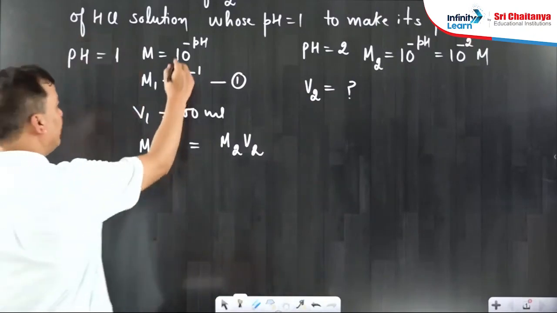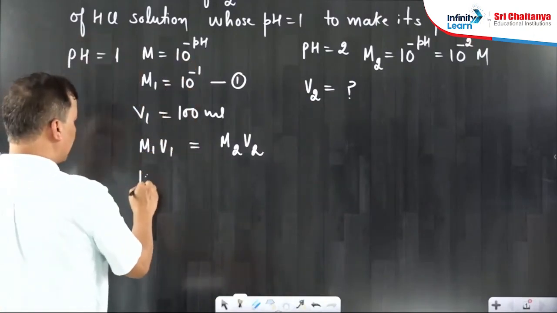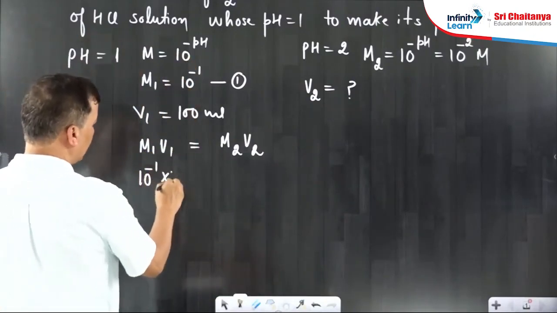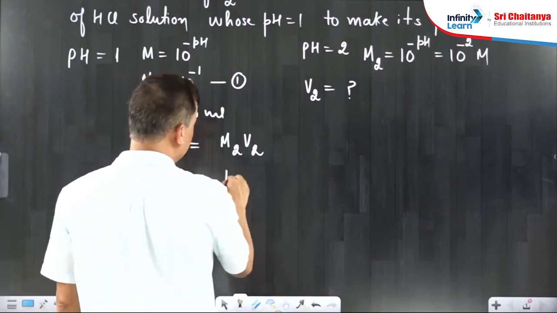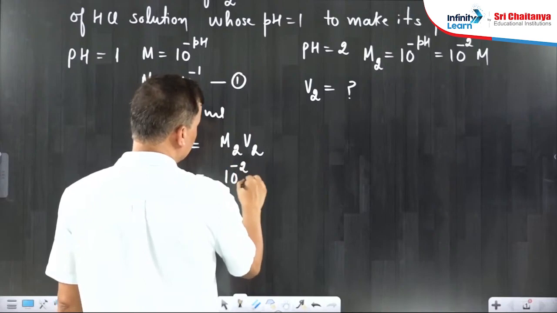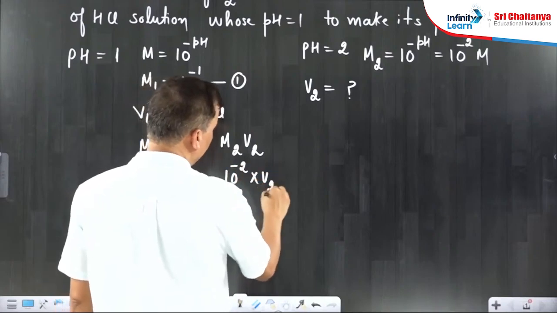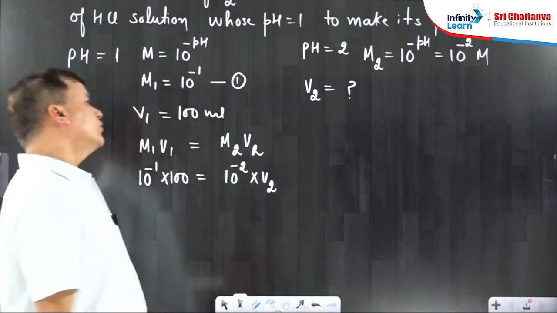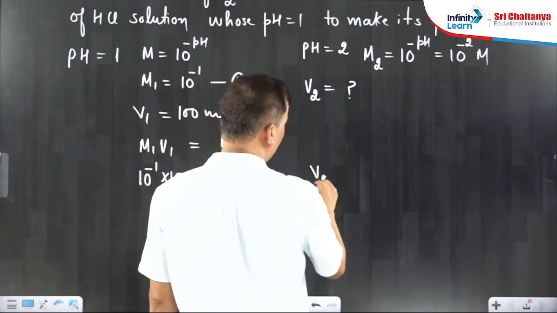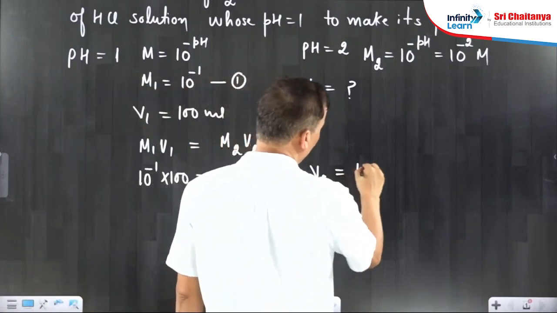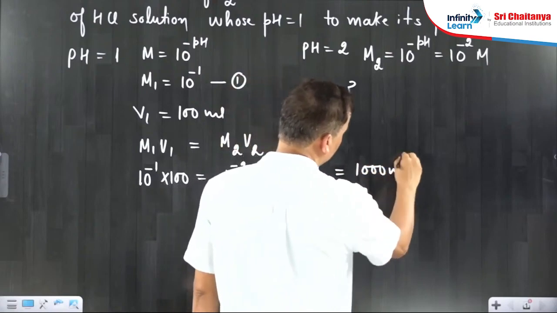So dear student, we have 10 raised to power minus 1 into 100 is equal to M2, that is 10 raised to power minus 2, and ultimately we have to find out V2. So from this, V2 is equal to 1000 ml.